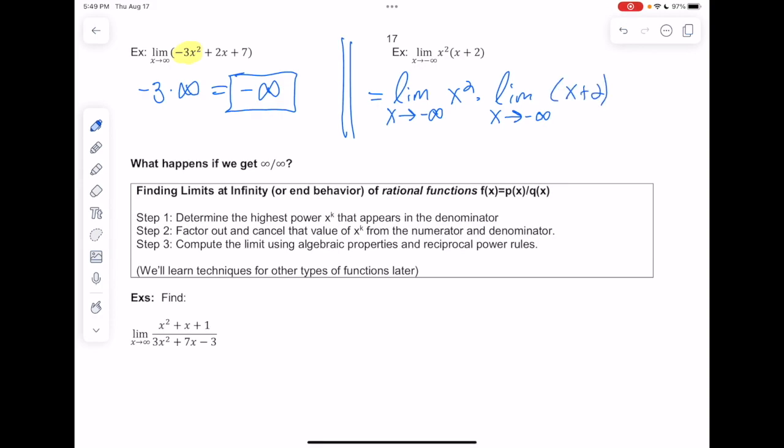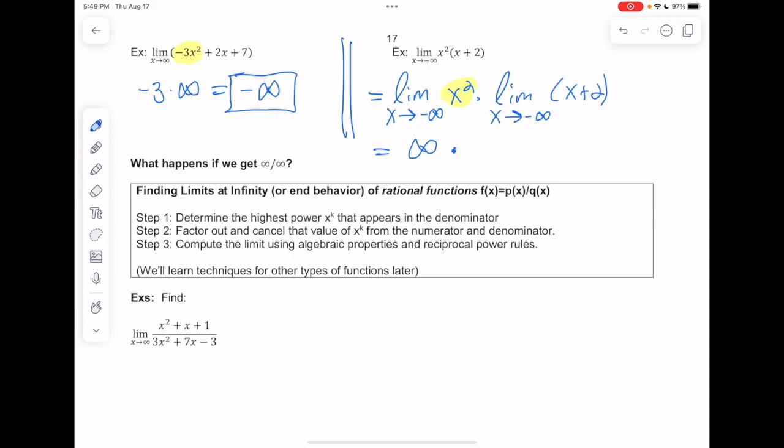So on the first one, we only have one term. We're supposed to focus on the lead term, but there's just the one term, just the x squared. So we have the limit as x goes to negative infinity of an even power. With the even powers, it doesn't matter if you're going to positive or negative infinity, the y value goes to infinity.